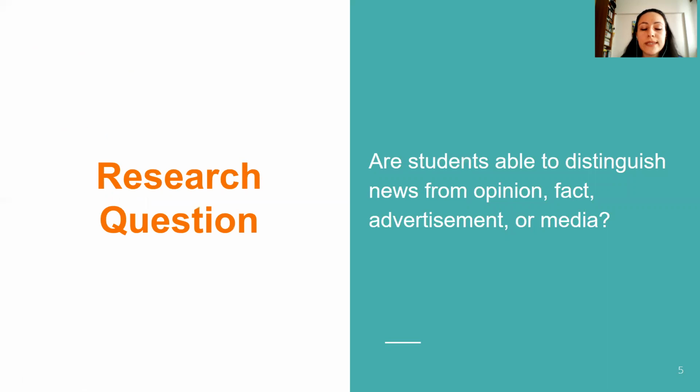Based on all these, the aim of this study is to reveal students' current perception of news and to evaluate their ability to distinguish news, opinion, advertisement, and similar concepts. The research question is defined as, are students able to distinguish news from opinion, fact, advertisement, or media?